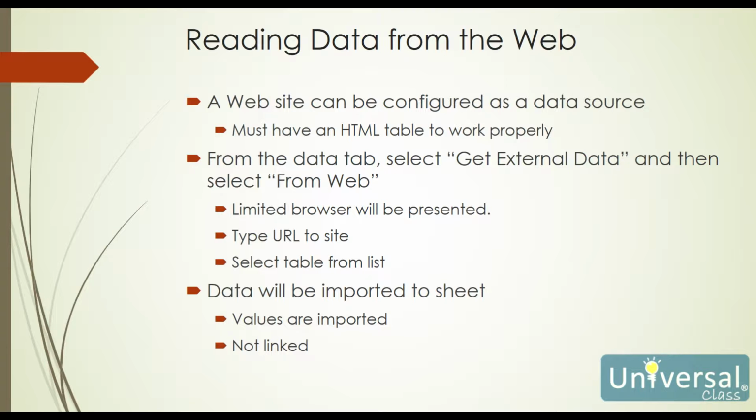To do this, we're going to go up to the Data tab, and under Get External Data, we're going to select From Web. It will present to you a limited web browser where we can type in a URL, and then it will display the website to us. Now it's limited, which means some of the newer features may not work. You may receive some errors about the website, about scripts not running. Just ignore those as long as we can get to the data.